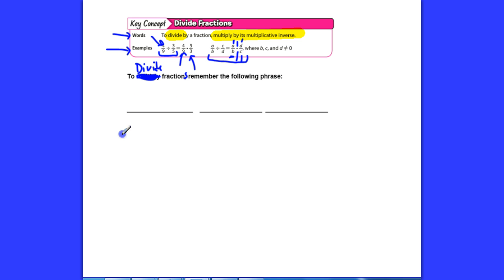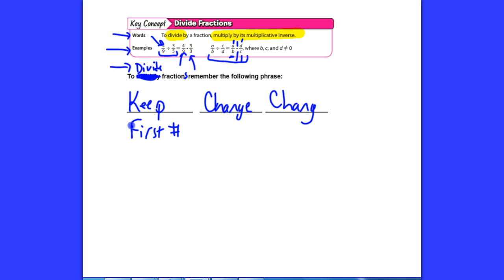So remember this phrase. Now this is about division. Remember the phrase keep, change, change. All right, if you have a division problem, you're going to keep the first number. You're going to change it to multiply. And you're going to change the second number to the reciprocal.